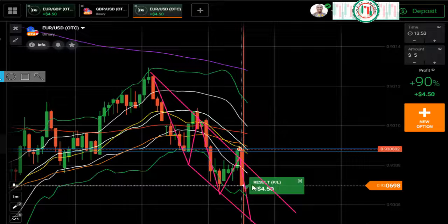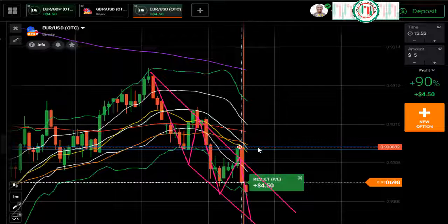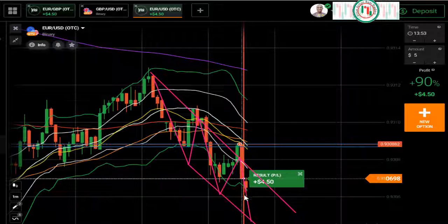So if you are doing continuation, if you see reaction from this area, you can place put option. Market will go more down to reach this level. So now I'm trading support and resistance. That's why I will not trade continuation. I would have placed continuation trade.